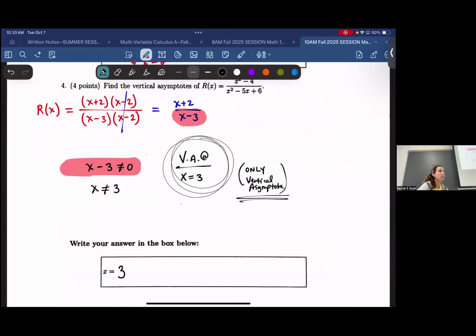Any questions? Yeah. 2 points off is if we did x equals 2 and x equals 2. We'll probably get like 1 point off. Yeah. All right. So that concludes our quiz 8.